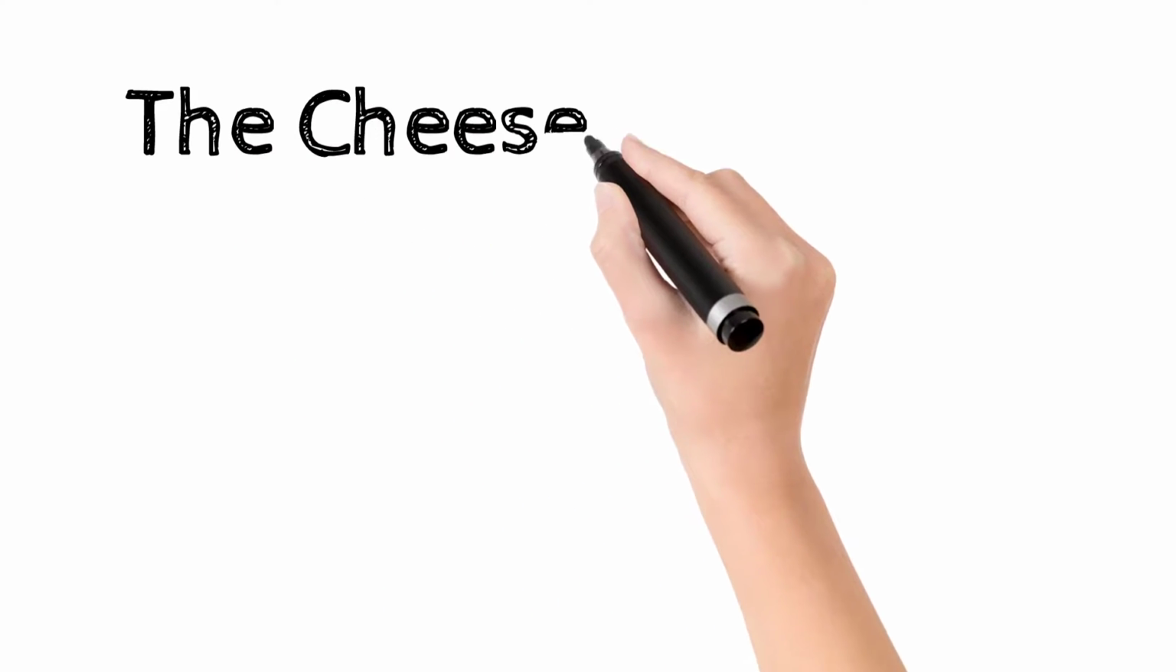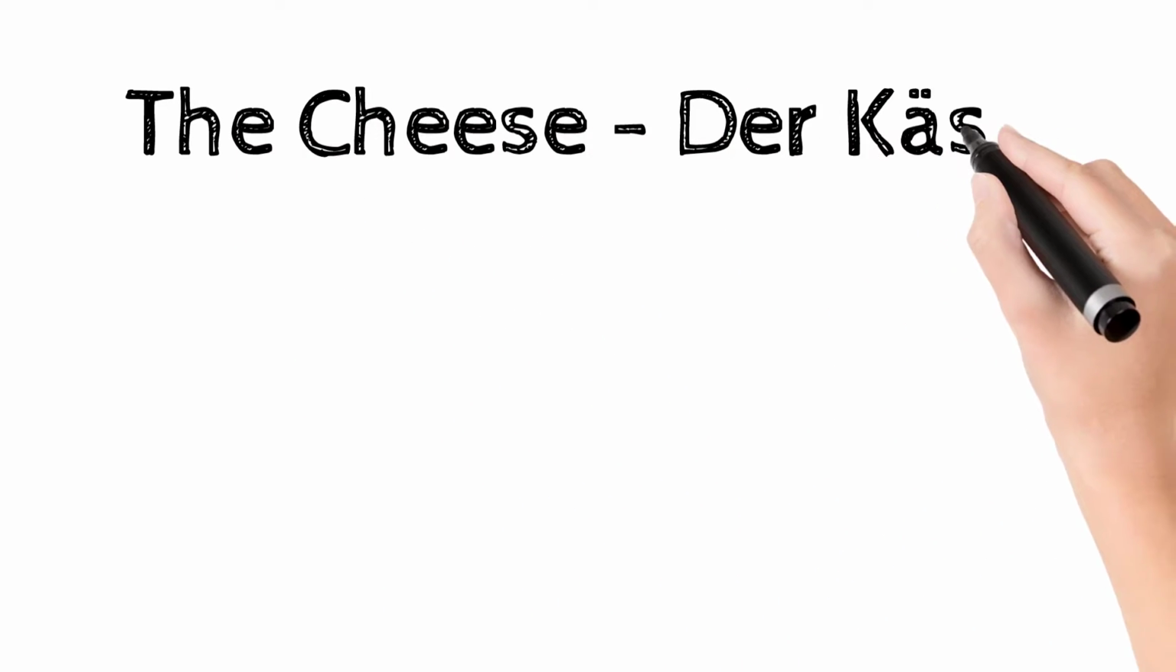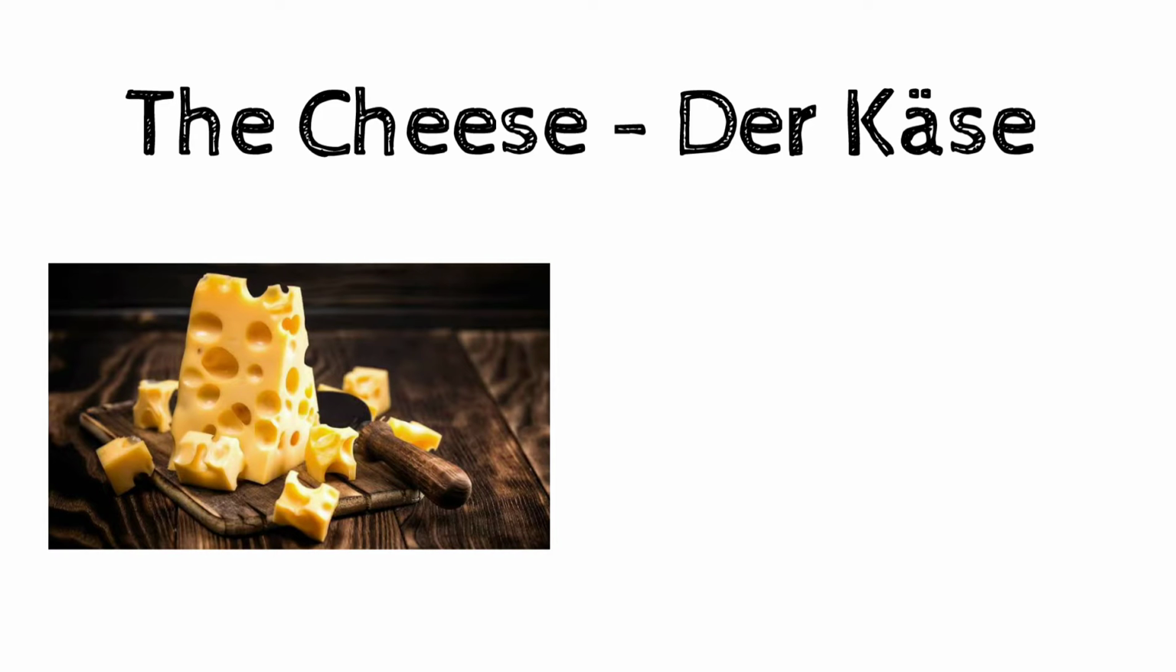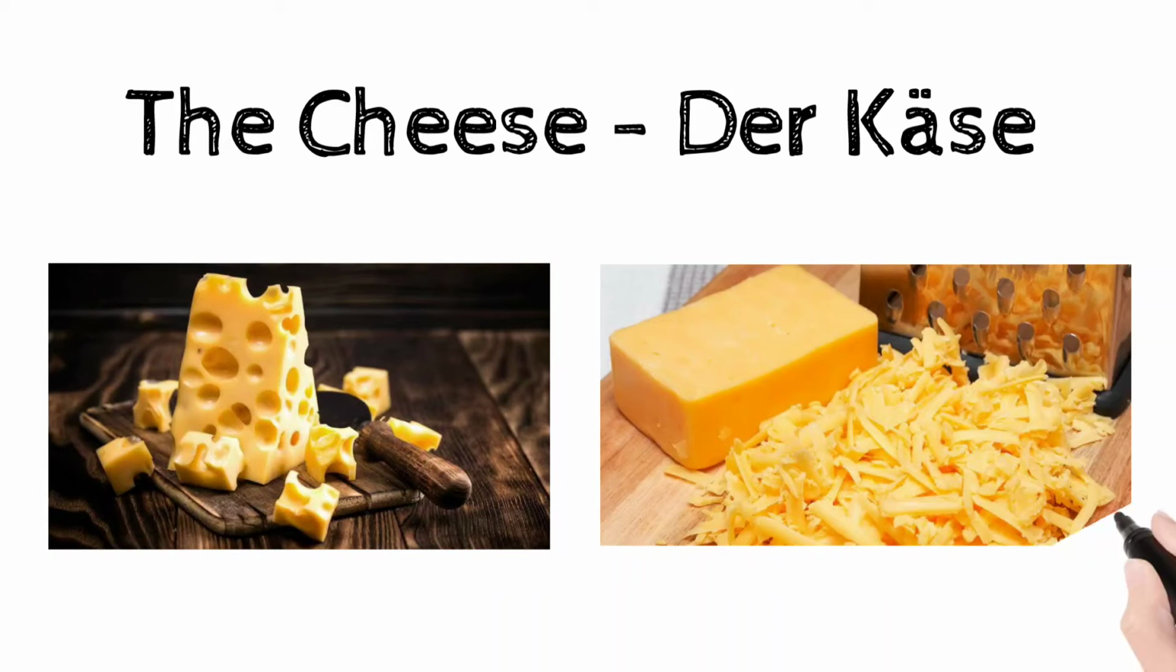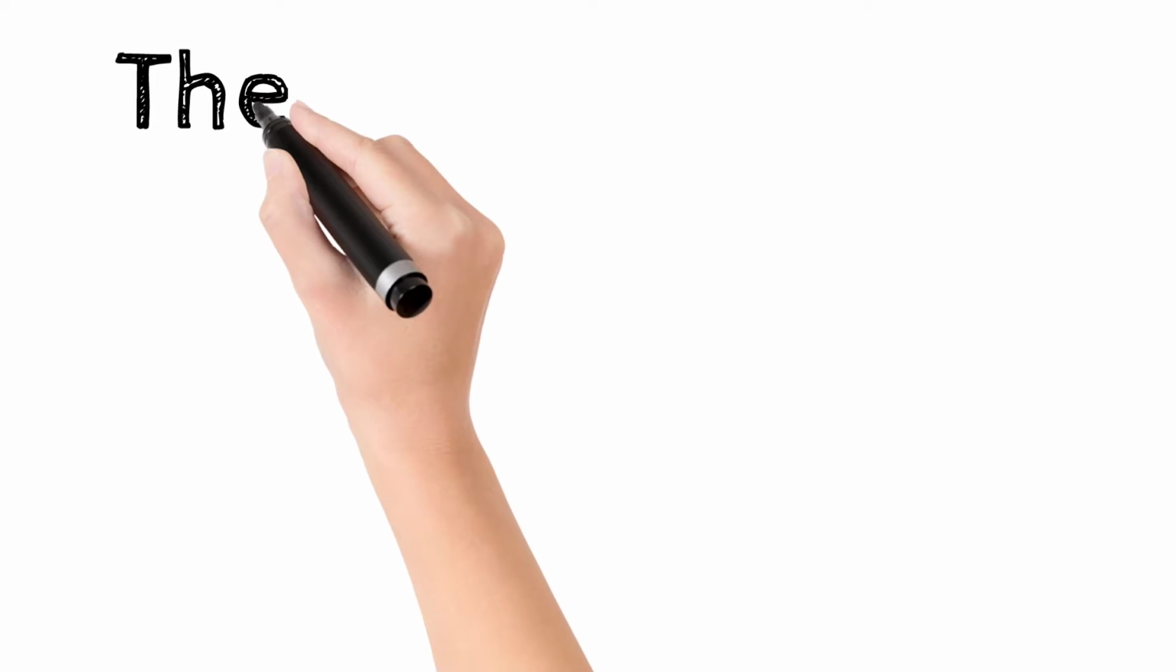The cheese. The cheese is known as der Käse in German. So A has an umlaut. Check out my umlaut video by clicking on the i card button to go straight into the video and see detailed information on umlaut.